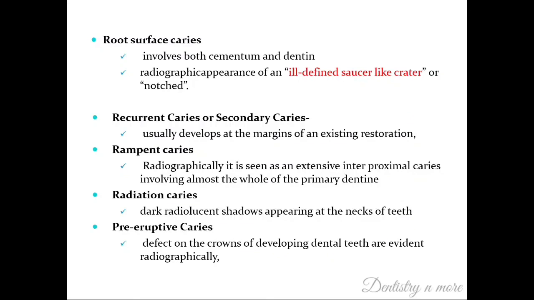Root surface caries appears as an ill-defined, saucer-shaped, crater-like or notched radiolucency. In recurrent or secondary caries, you see a radiopacity, that is the restoration, and underlying the restoration you have a radiolucency. Rampant caries shows extensive interproximal caries involving the whole of the primary dentin, appearing as radiolucent structures. Radiation caries appears around the necks of the teeth. Pre-eruptive caries shows defects of the crowns of the developing teeth, evident on radiographic examination.